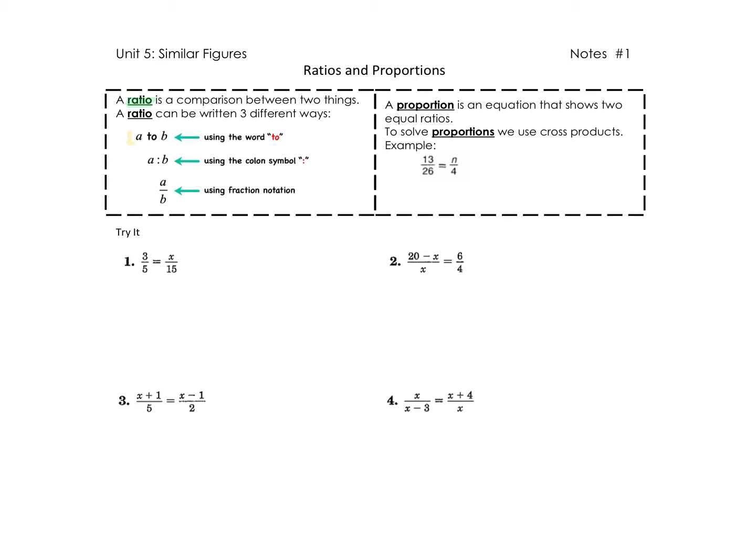You can write it as A to B with the word "to" in between the two things you're comparing. You can write it as A:B side by side with a colon in between. Most often, though, we're going to be taking a look at ratios written as fractions. So all 3 of these things mean the comparison of quantity A to quantity B.